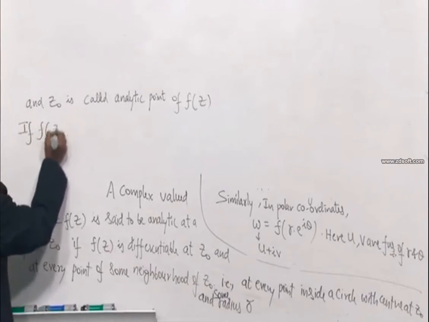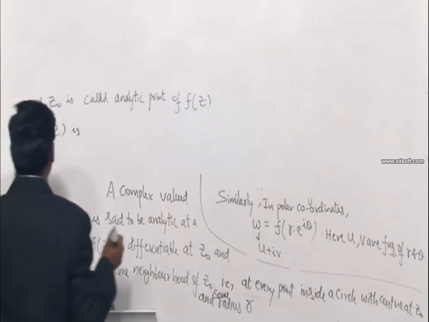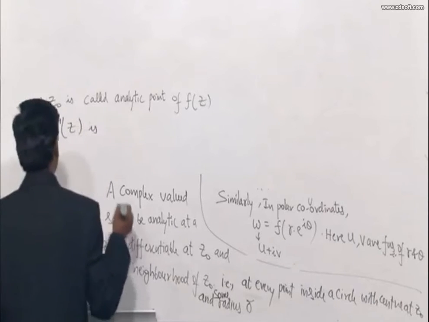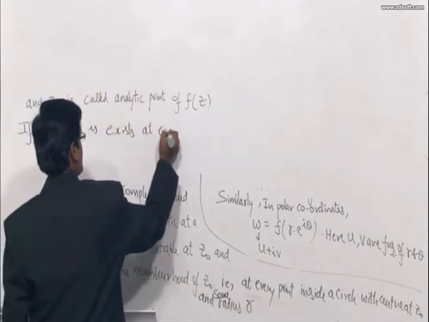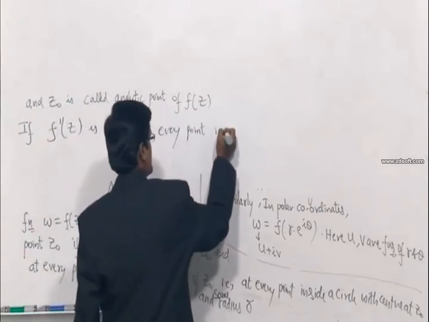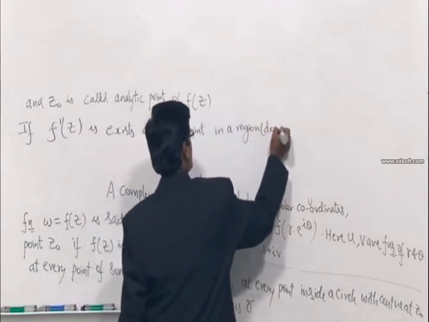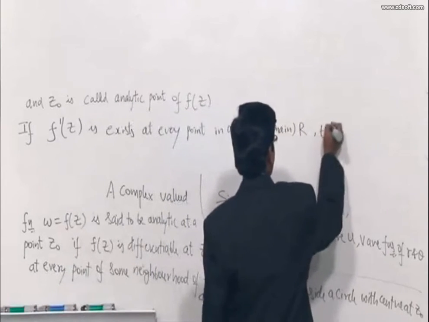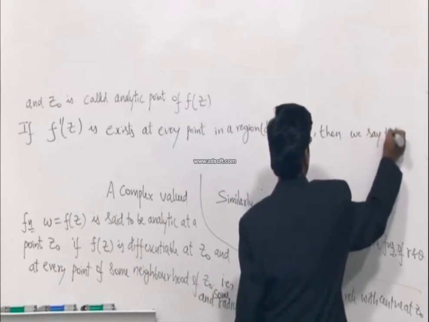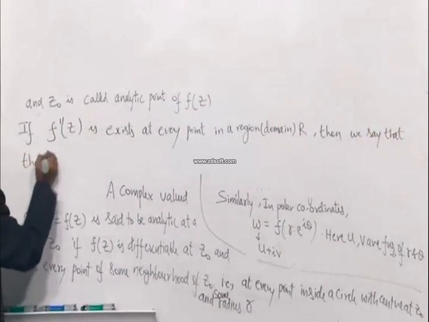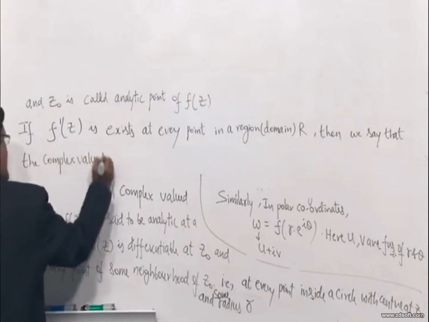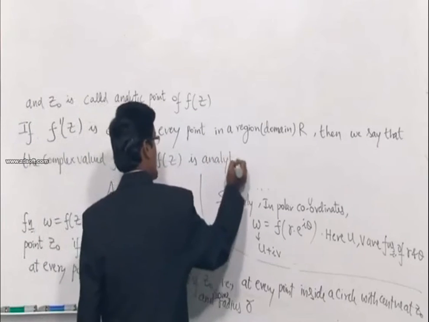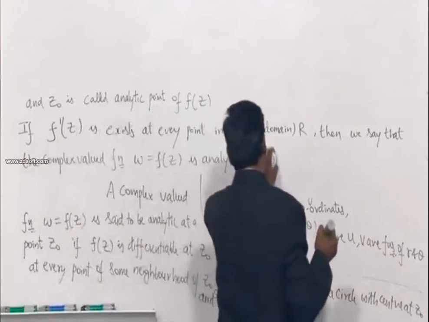If f dash z exists at every point in a region, which is also called domain, or domain D, like that, then we say that the complex valued function W is equal to f of z is analytic in the region R.